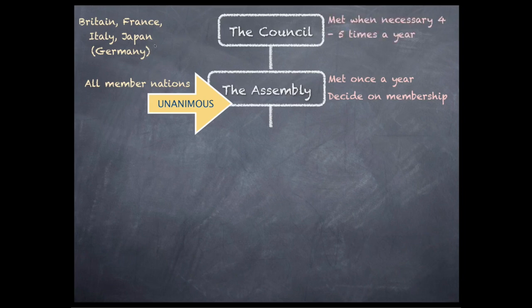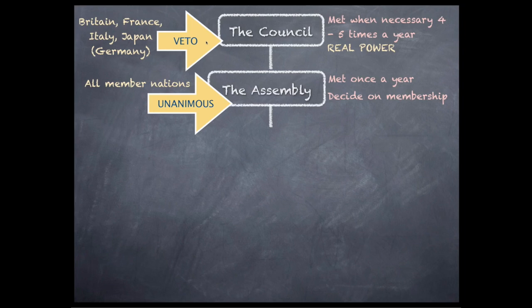Now this met when necessary, so this is going to be the thing that really responds to crises in the world, the Council, not the Assembly. This met on average about 4 or 5 times a year, and this really was where the real power of the League lay, with the Council, not with the Assembly.